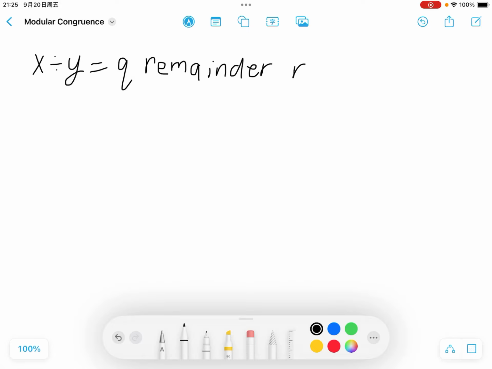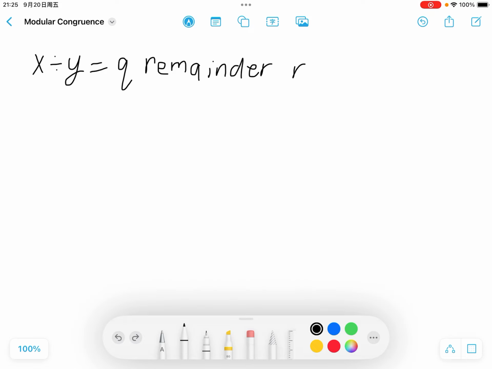So today we're going to have an intro to modular congruence. But first, let's have a quick revision on division. If I divide x by y, I have a quotient q, and it has remainder r. That's just the normal division of integers, right? This is called the dividend, and this is called the divisor.